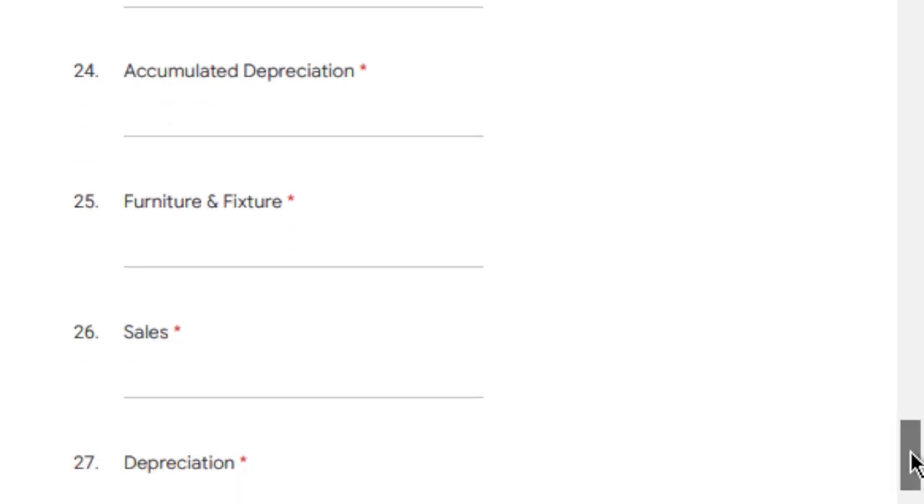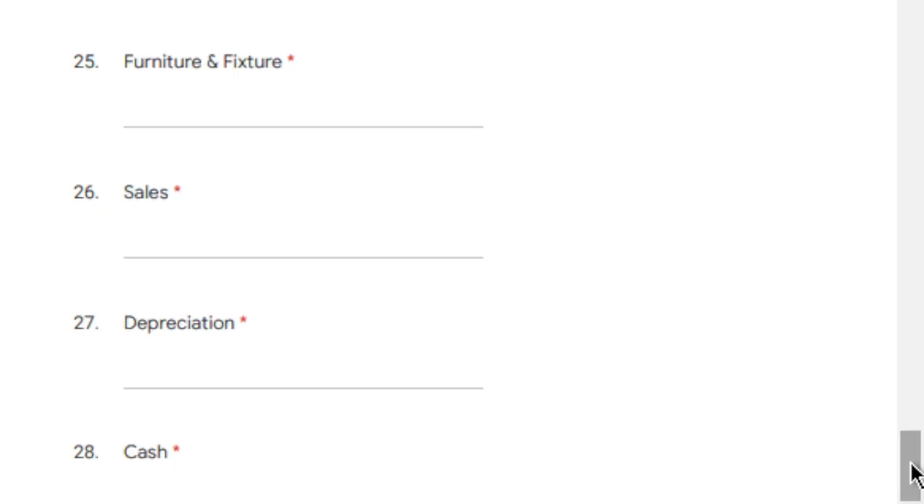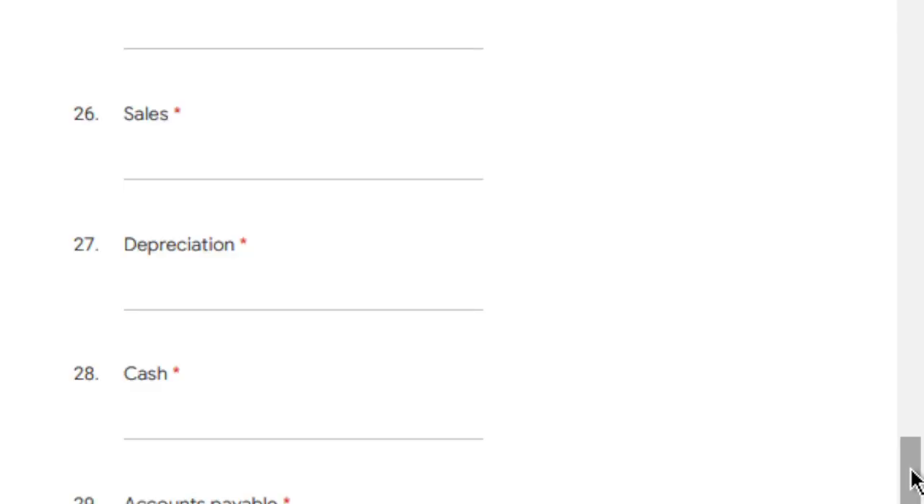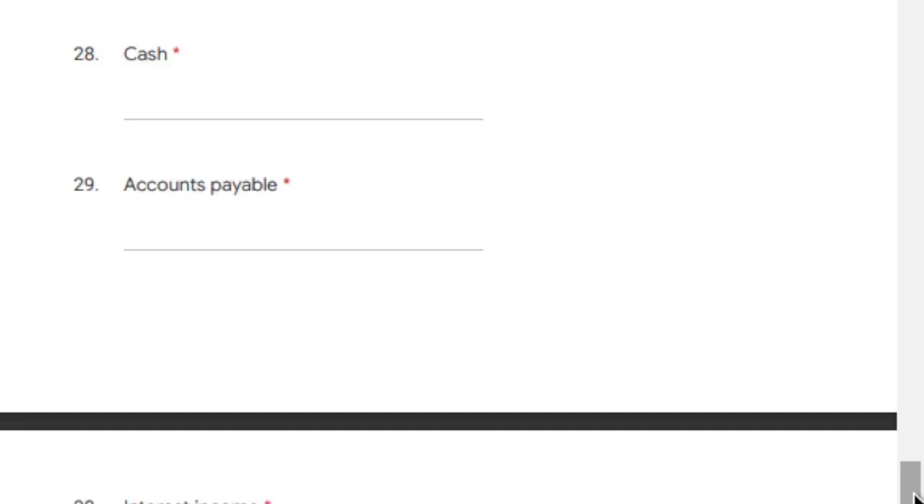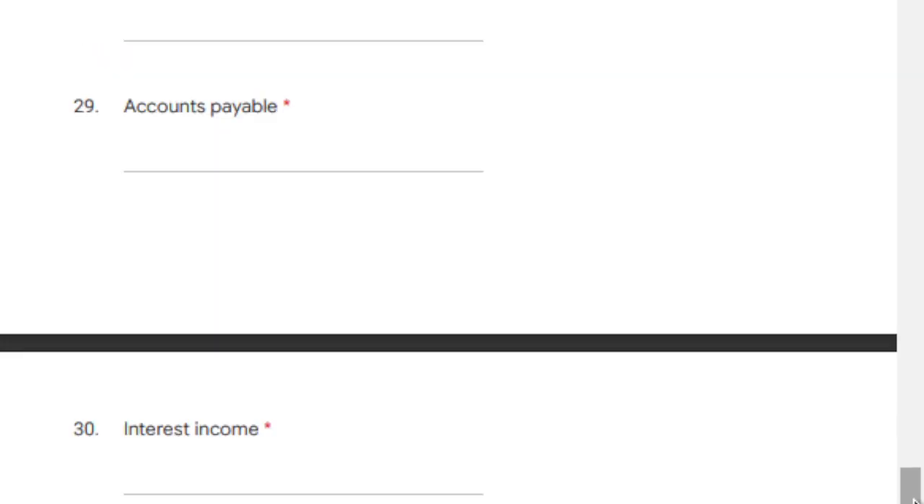Sales is revenue. Depreciation is an expense. Cash, assets. Accounts payable, liability. Interest income, revenue. And lastly, drawings. Drawings is capital. No, it would affect our capital.